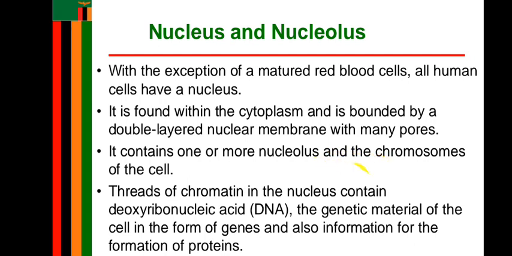Then it contains one or more nucleolus and the chromosomes of the cells. There we have the thread of the chromatin, which is in the nucleus that contains the DNA, which is the deoxyribonucleic acid, the genetic material of the cells that forms the genes, and also the information for the formation of the protein that is under the ribosomal RNA.